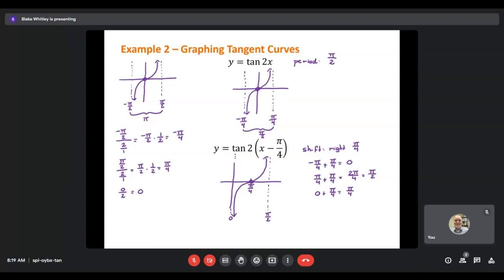So again, just in general, always start with your parent function. Make sure you know where those asymptotes are. Where's the x-intercept? Is it increasing or decreasing? Then from there, if we have a period change, we just need to adjust those asymptotes and x-intercepts accordingly. And if there's a shift, then we can just move it left or right based off of that after we've adjusted the period.